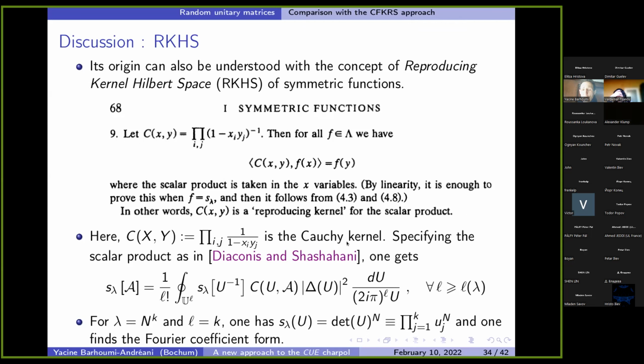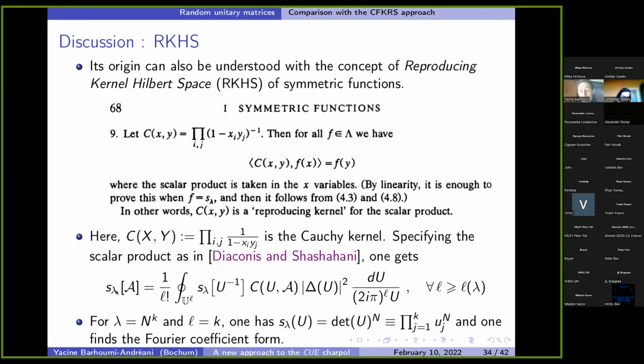So you see, if you have a finite number of variables, then you can give a concrete form of the scalar product. And this is one of the key remarks of Diaconis and Shahshahani. This scalar product is the L2 scalar product of the unitary group for the Haar measure. Namely, this is the scalar product with the square Vandermonde determinant if you have class functions that are invariant by conjugation.